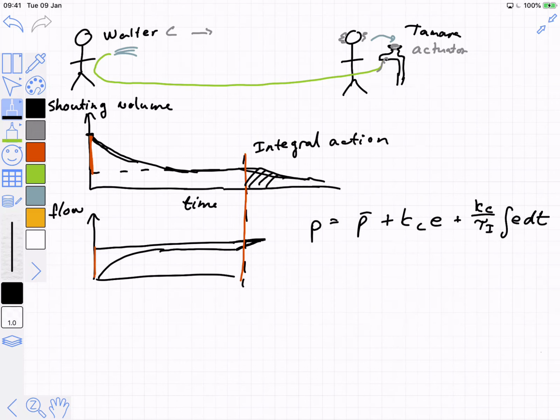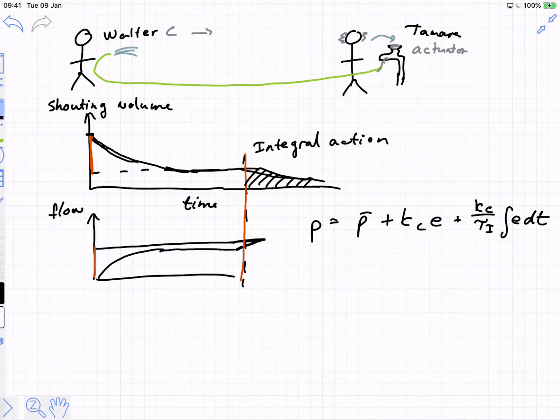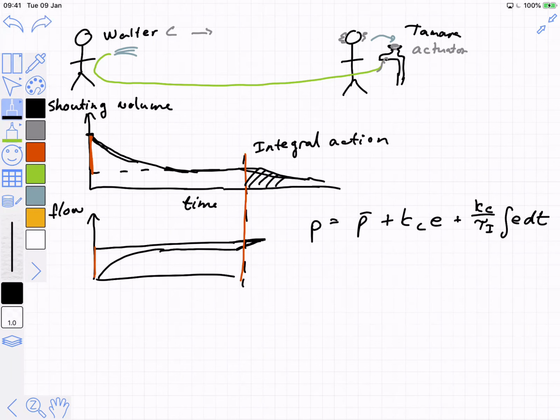And so this thing over here, not actually on the shouting volume, on the error, that surface under the error, that's this integral, right? And so the longer we stay away from set point, the bigger that integral will become. And there will always be a point, eventually, integrals work this way. If the integral is positive, it doesn't matter how big the proportional gain is, eventually that integral will be larger and will take over from the proportional action.